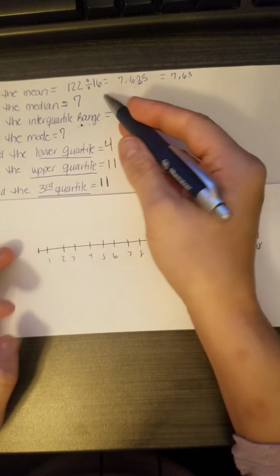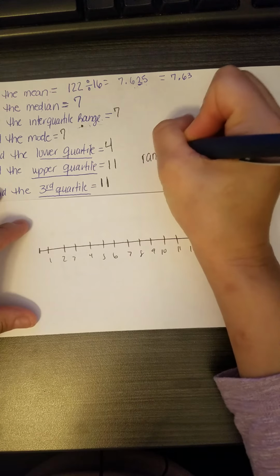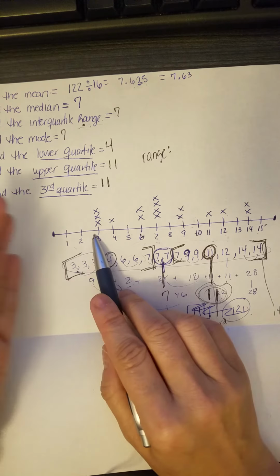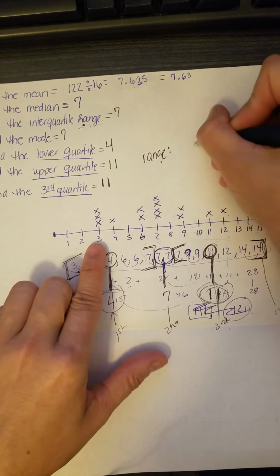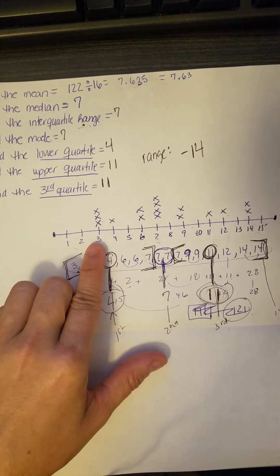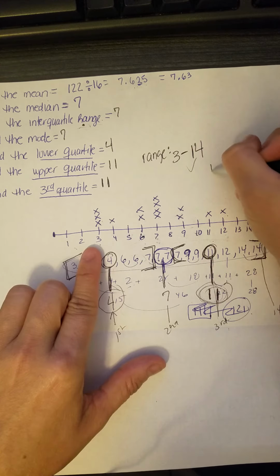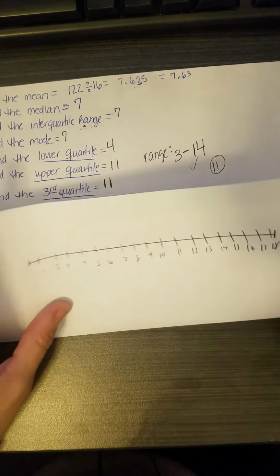Okay, I didn't ask you here what is the range. What was the range of your whole entire data set? Well, the range was the biggest number and the lowest number. Well, the biggest number was 14 and the lowest number was 3. So you have a range of 11, okay? There's a spread of 11, but I hadn't asked you that.